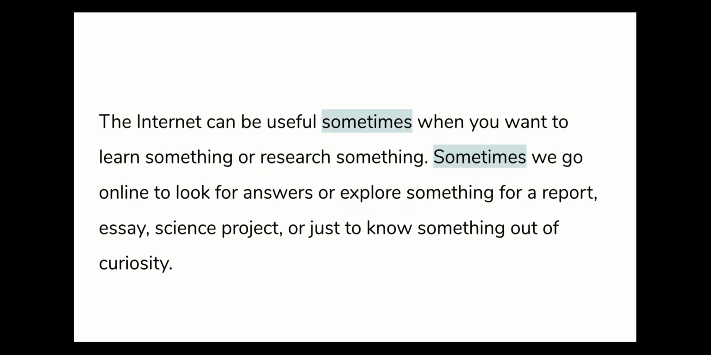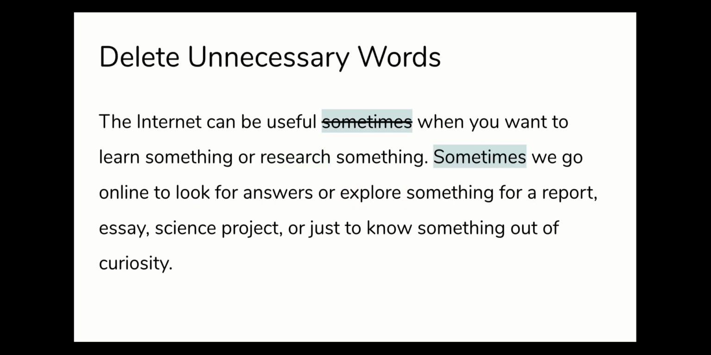Now let's take care of that repetition of "sometimes." We can just cross out the first "sometimes." The internet can be useful when you want to learn something or research something. It's pretty much all the time useful. Unless you're looking for something very, very obscure, usually every single search turns up thousands, if not millions, of hits.